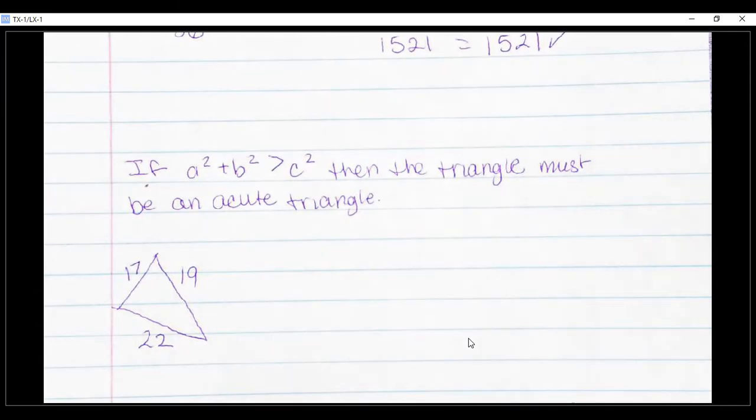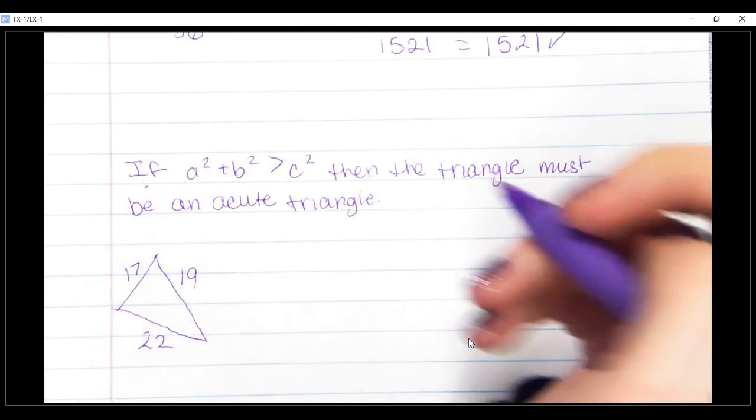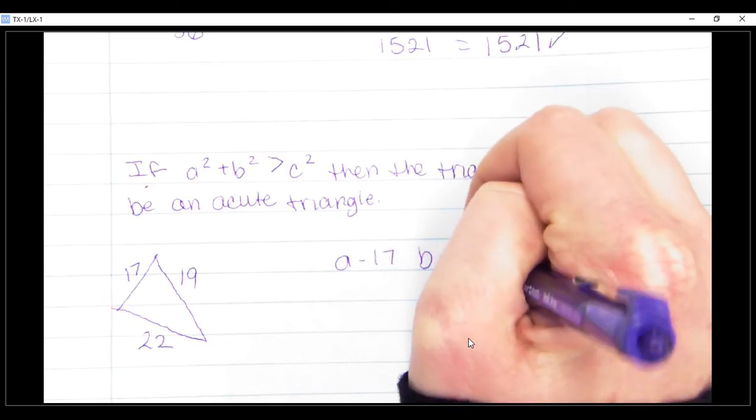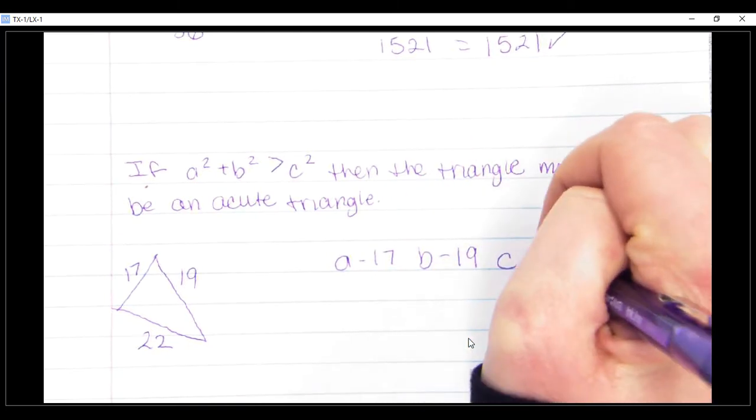And remember, an acute triangle is a triangle that has all angles smaller than 90 degrees. So if a squared plus b squared is greater than c squared, then that means that it is acute. So let's take a look at this example. We're going to use the same steps that we used above. We're going to identify A, B, and C, with C being the longest side. So I have A is 17, B is 19, and C is 22.